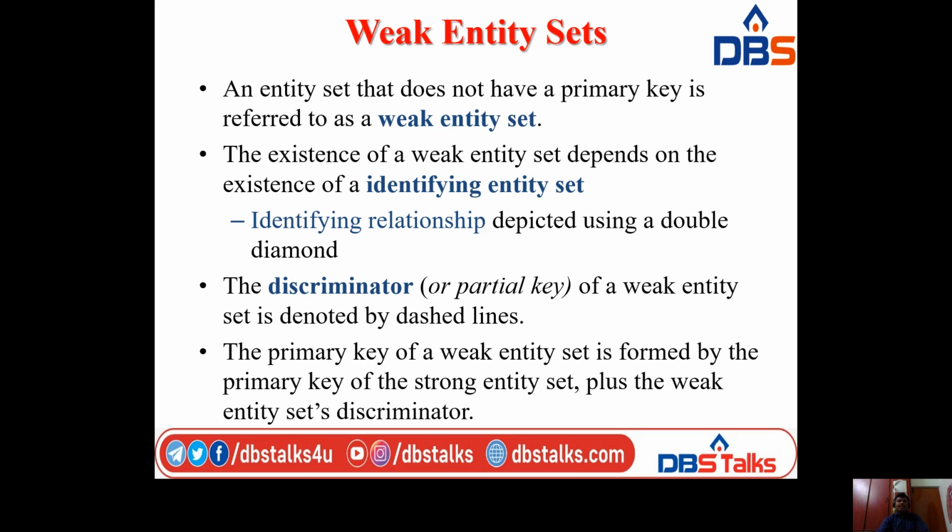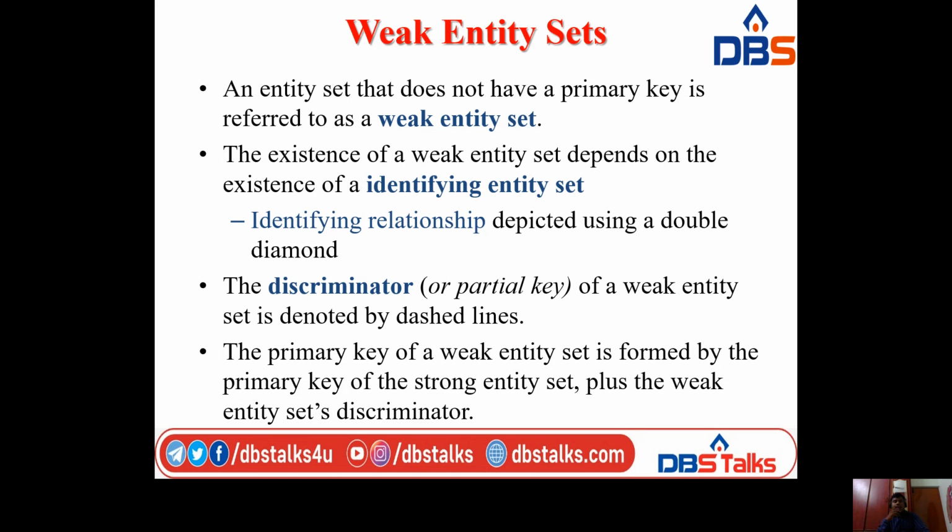Now coming to the discriminator, or partial key, of a weak entity set, it is denoted by dashed lines. It is called a discriminator or partial key. The partial key of a weak entity set is represented using dashed lines, not a solid line; it is a dashed line.